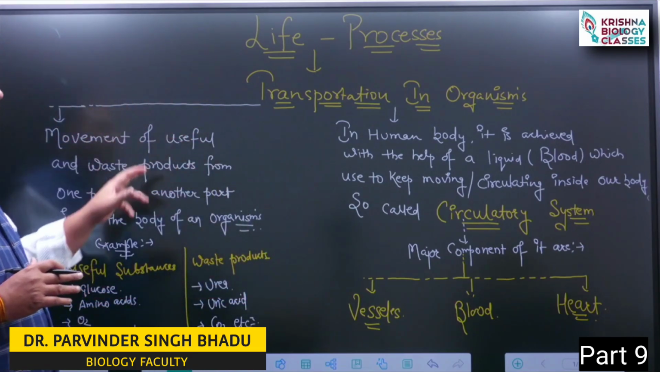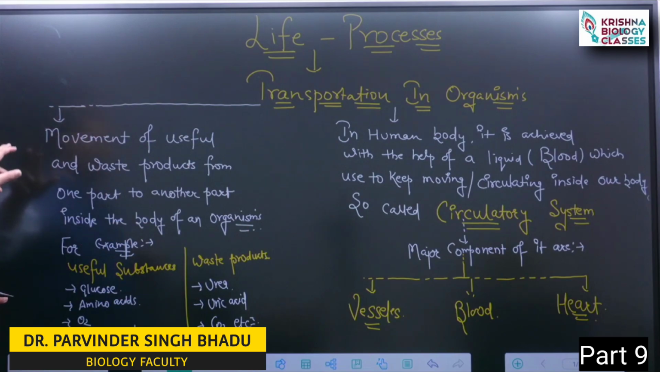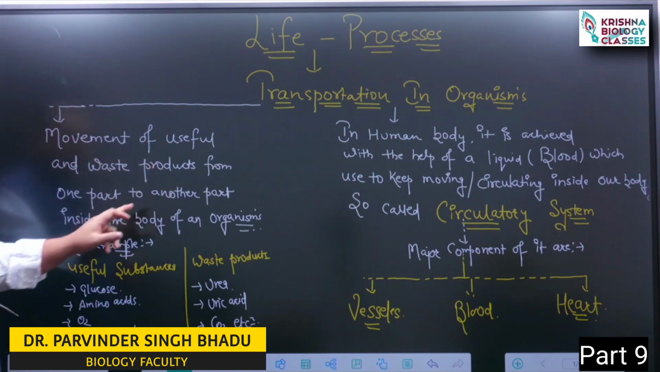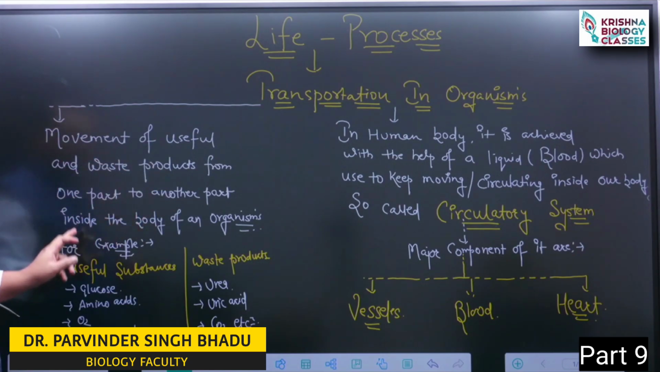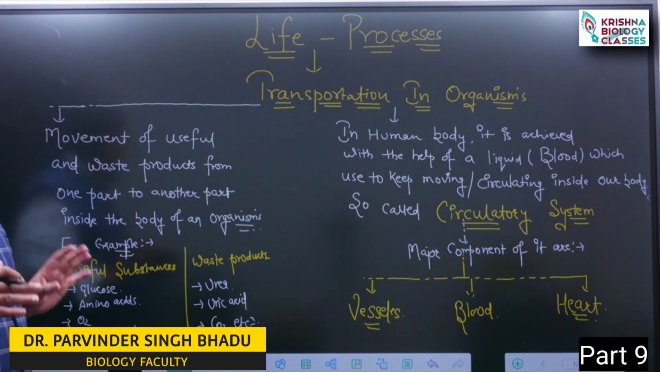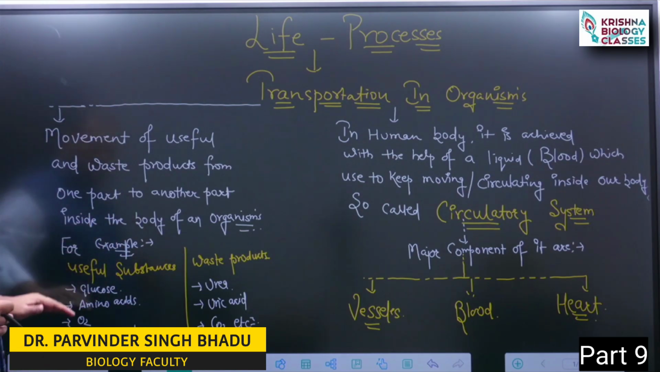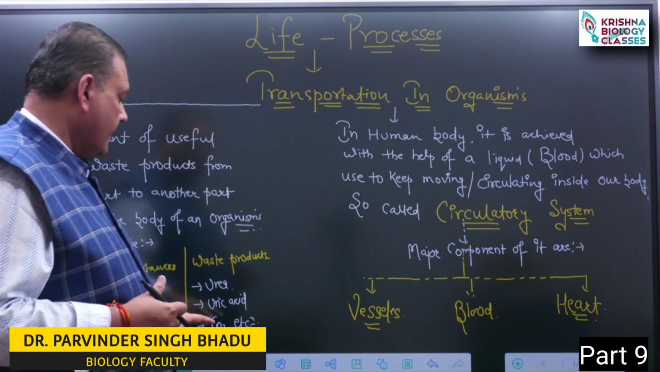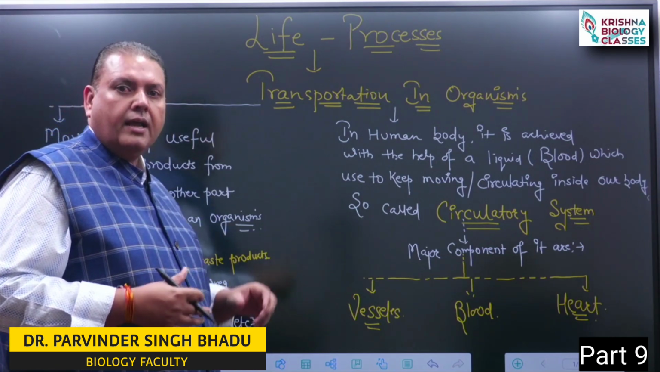Now, when we use the term transportation in an organism, we say that with its help, movement of useful and waste products from one part to another part inside the body of an organism takes place. If we talk about useful products, examples of useful substances are glucose, amino acids, oxygen, hormones, etc., whereas the major waste products are urea, uric acid, carbon dioxide, etc.